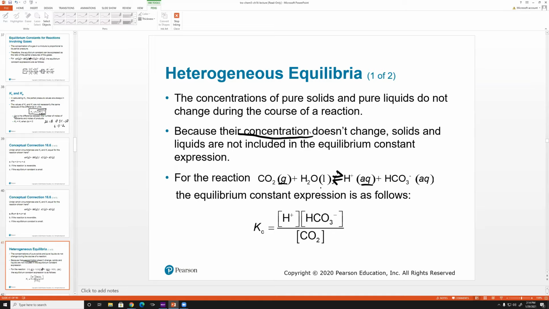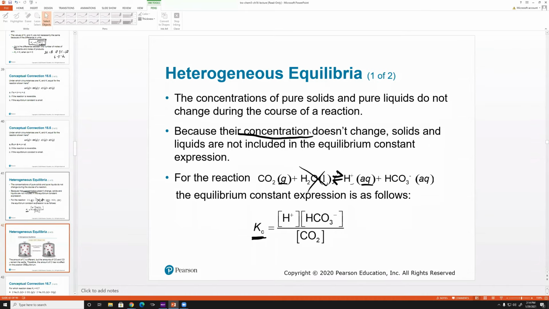The reason why is because a pure substance is not going to mix with anything else. If you have a pure substance that's a solvent in a solute, then it's no longer a pure substance. Then it's part of a solution. And solutions, as we know, have concentrations. So for this reaction, the equilibrium constant will just be H plus times HCO3 minus over CO2. We would not have the H2O because it's a pure substance. So keep that in mind as well.